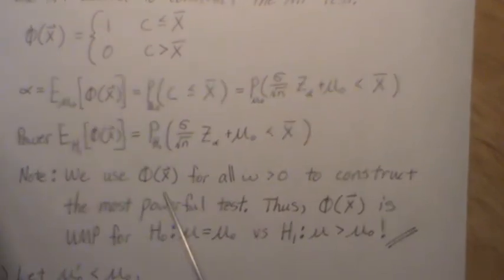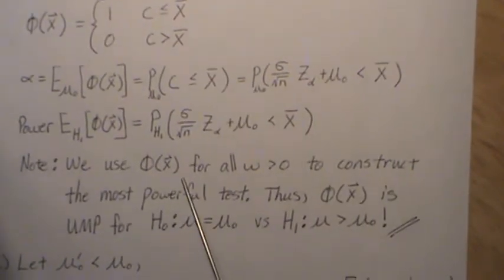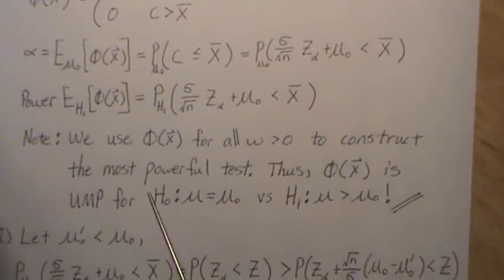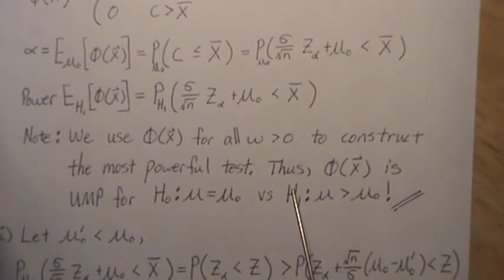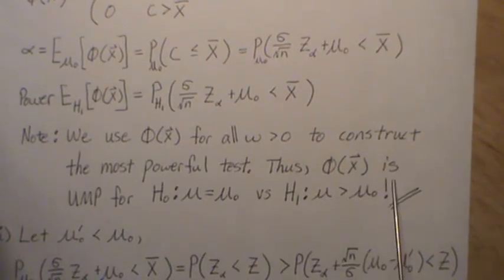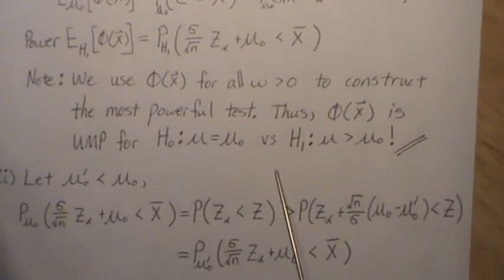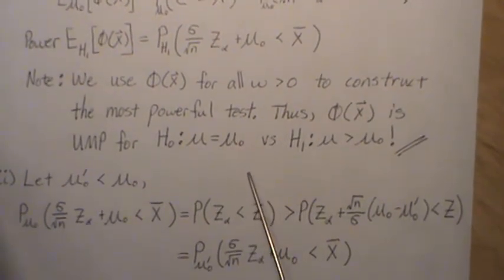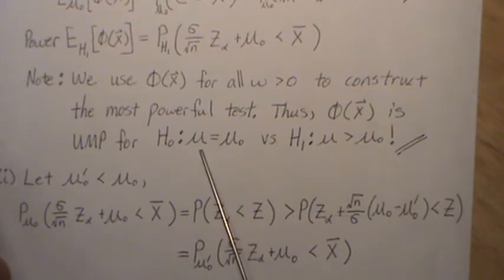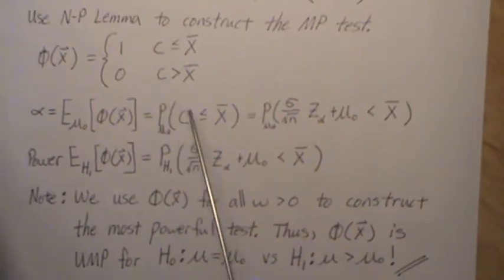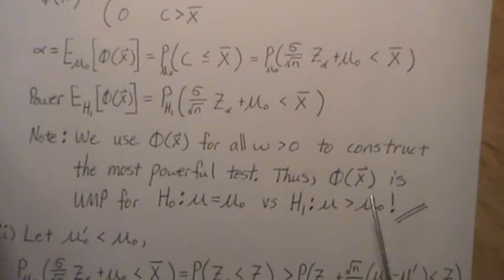So, since our test function, we used phi for all omega greater than 0 to construct the most powerful test. Thus, this test function is uniformly most powerful for this test here. Now, let's look at this a little deeper. It's uniformly most powerful for when mu is equal to mu naught versus any value greater than mu naught. And this is in the normal setting, we illustrated that.